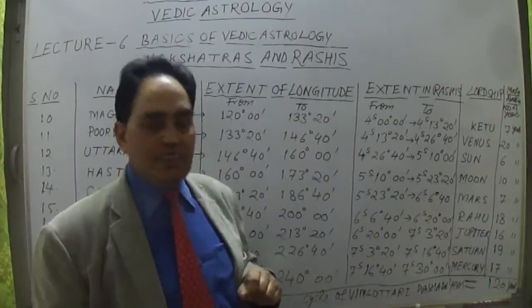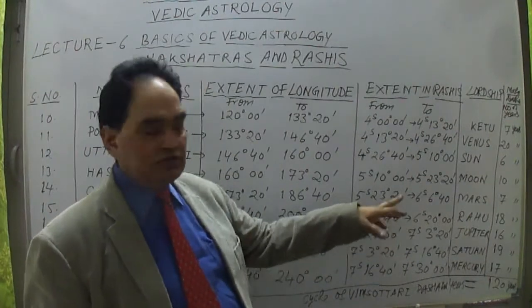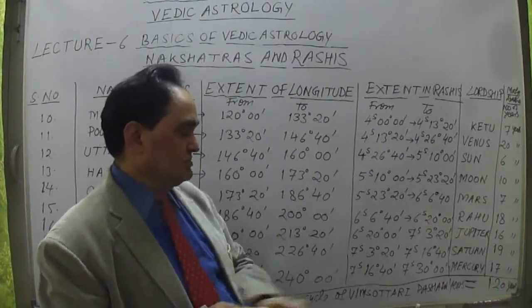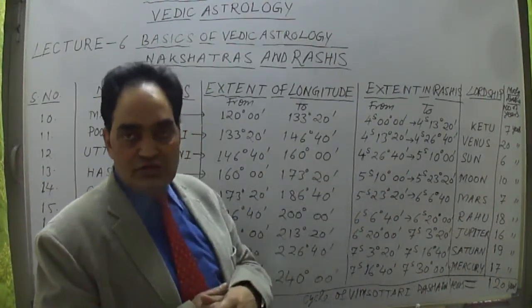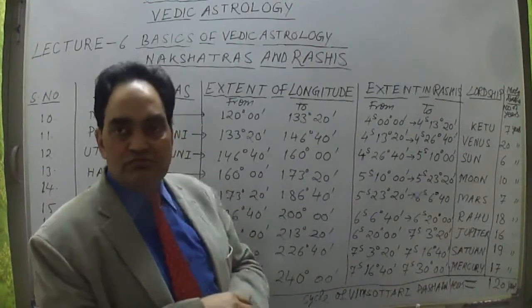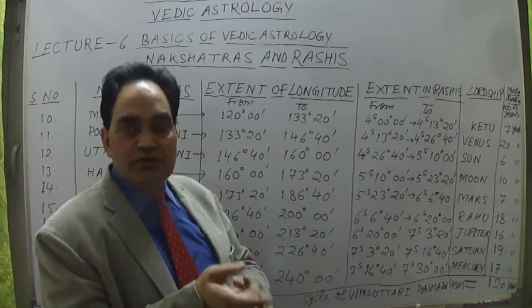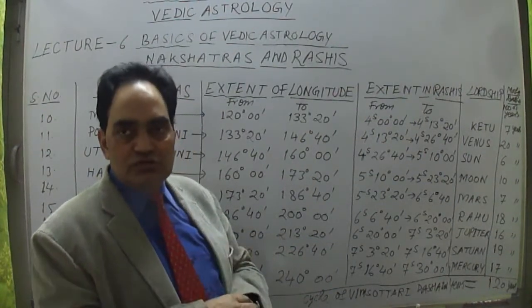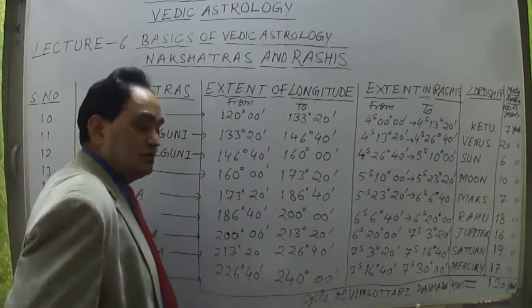Suppose Swati nakshatra is falling from 6 degree 40 minute to 20 degree, right? So in between, suppose the moon is at 15 degree. Now it is up to 20 degree. So from that 6 sign past 20 degree, we have to subtract that value, 6 sign past 15 degree suppose. So the remaining is only 5 degree, right? So 5 degree is left over.